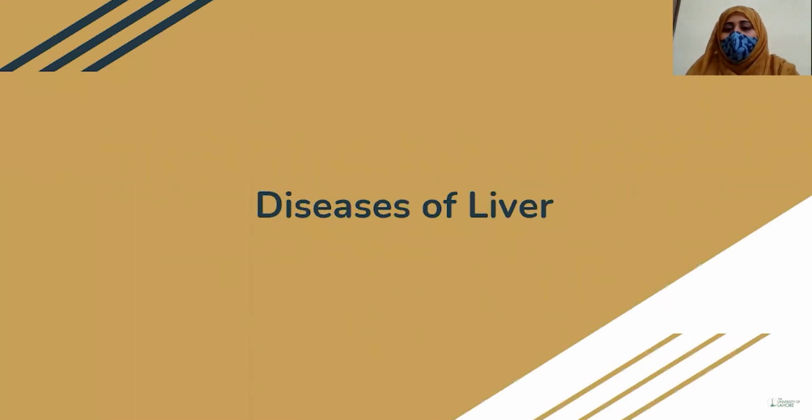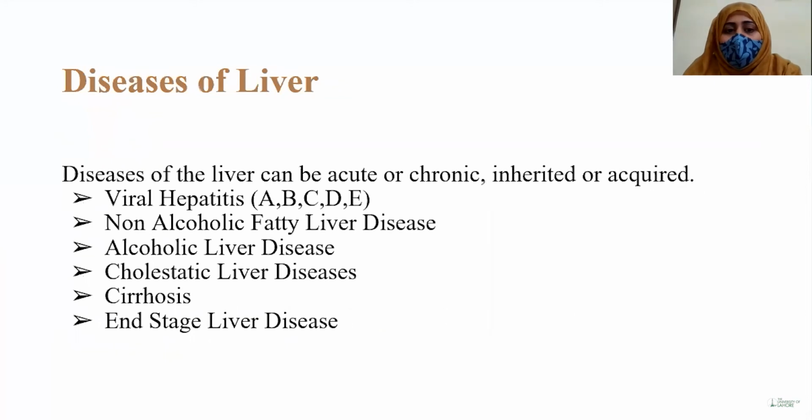And then we will discuss the diseases of the liver. Here are many of the diseases. Diseases of the liver can be acute or chronic, inherited or acquired. First of all, viral hepatitis, which is A, B, C, D, and E. Then non-alcoholic fatty liver disease, then alcoholic liver disease, cholestatic liver disease, cirrhosis, and end-stage liver disease.